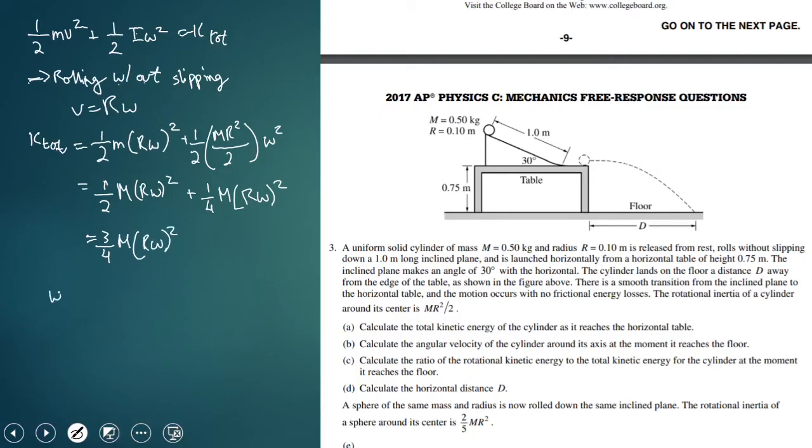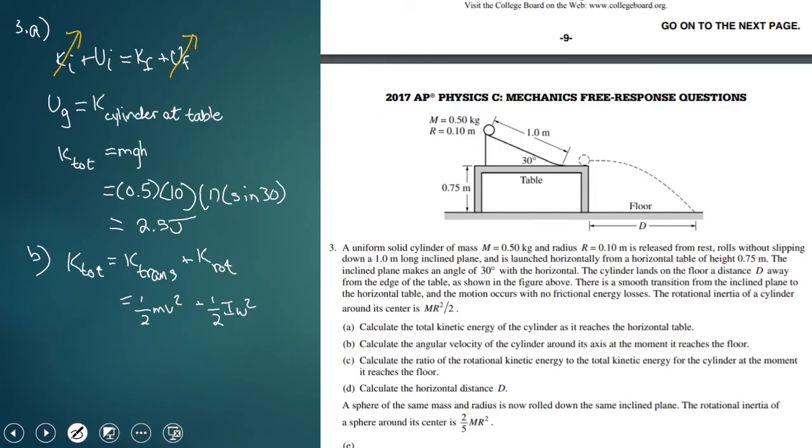And so my omega is now going to be, I can simplify this as 3/4 m r squared omega squared to make it easier. And so my omega is going to be the square root of 4/3 times K total divided by m r squared. And so I can plug the values in. So my K total is the 2.5 joules that I found earlier.